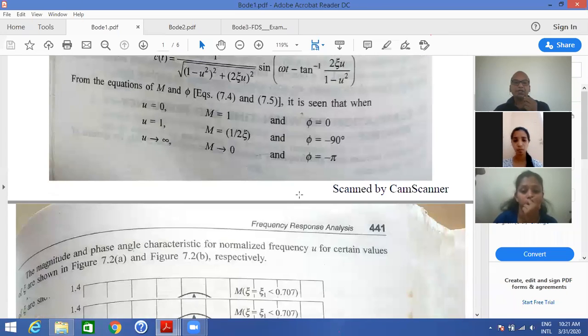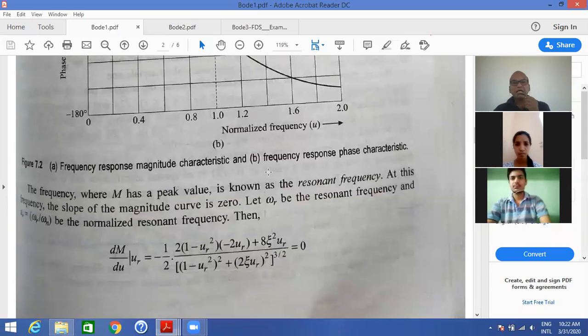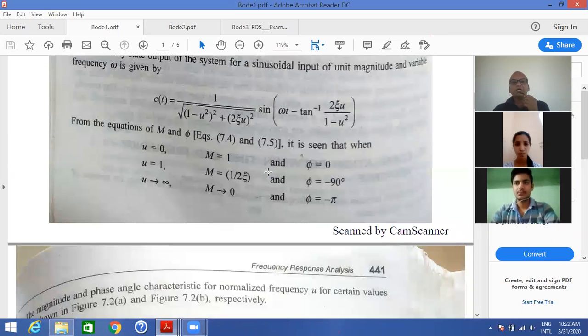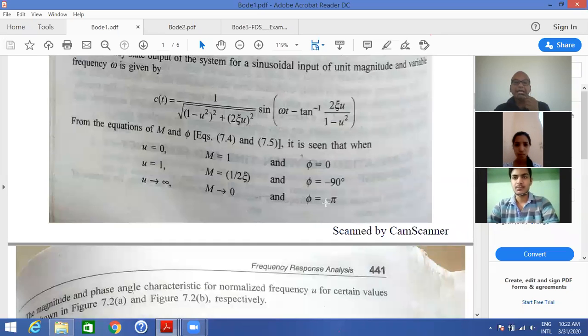The phase depends upon the value of ζ, that is the damping ratio or damping factor. Then why do we study this magnitude and the phase, that is, the correlation? With the help of this, we get some of the frequency design specifications, that is the normalized driving signal frequency, the resonant peak, then the bandwidth, again the phase margin and gain margin. That's what we start from, the standard form, that is ωn square upon s square plus 2ζωn s plus ωn square.